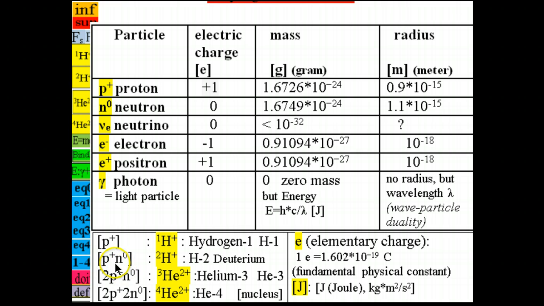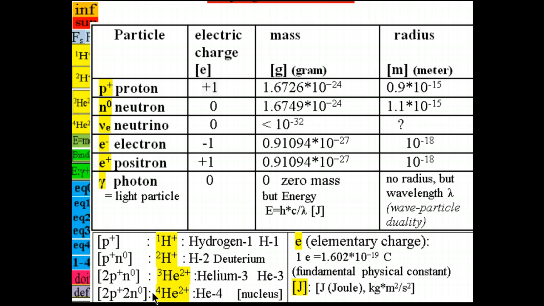If we now add to this nucleus another proton, so that it is 2 p plus and a neutron n 0, we have 3 subatomic particles in the nucleus, so we raise a 3, and the element is now helium, because helium is an element that has 2 protons in its nucleus. And as it has 2 protons in its nucleus, the charge is 2 plus.